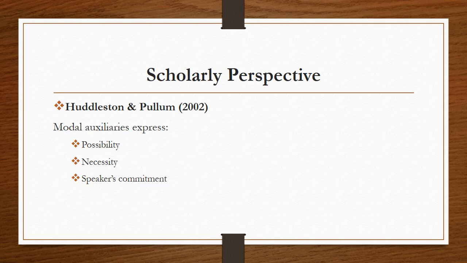According to Huddleston and Pullum, 2002, modal auxiliaries express meanings related to possibility, necessity, and the speaker's commitment to what is being said. This means that modal verbs help speakers show how certain, necessary, or possible they believe something is.